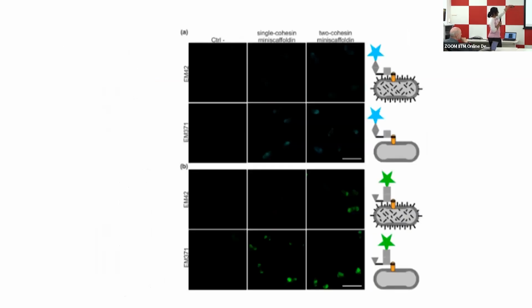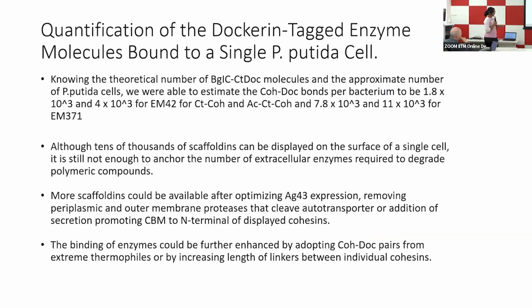In GFP, A corresponds to the AC cohesin and B corresponds to the CT cohesin. Again, we saw that EM371 was brighter than EM42 in both cases. And the single cohesin mini scaffolding showed less brightness compared to the 2 cohesin mini scaffolding. So our final conclusion was that the CT cohesin dockerin pairing was the best, and even better than that was the cell which had both CT and AC cohesin expression.